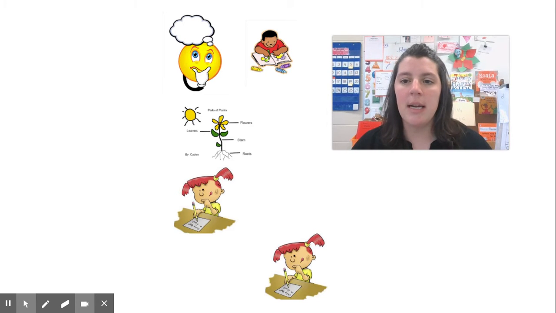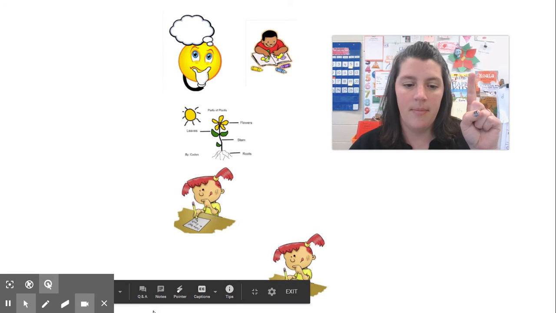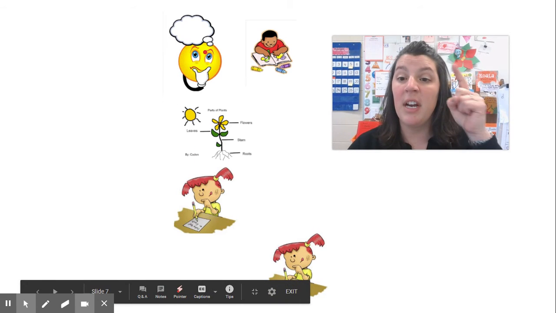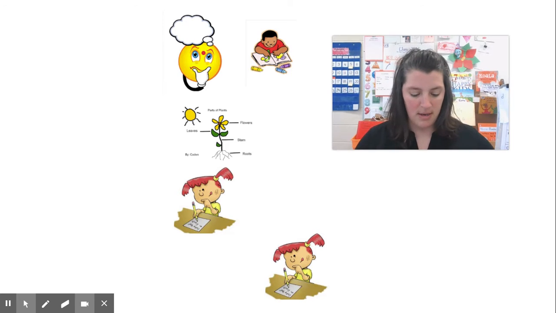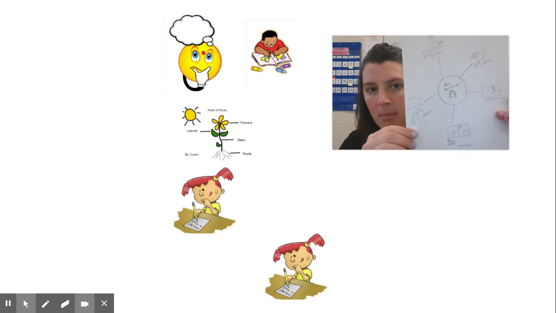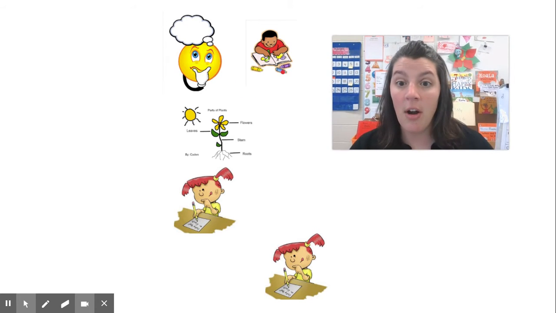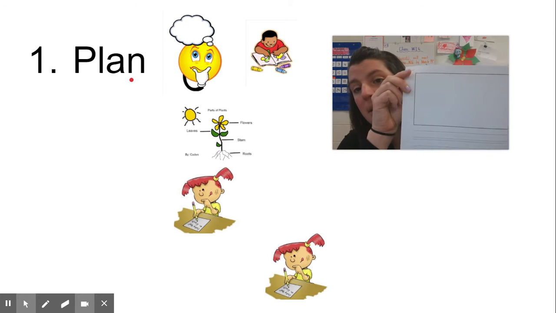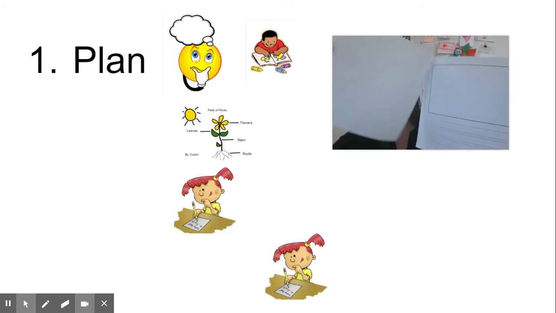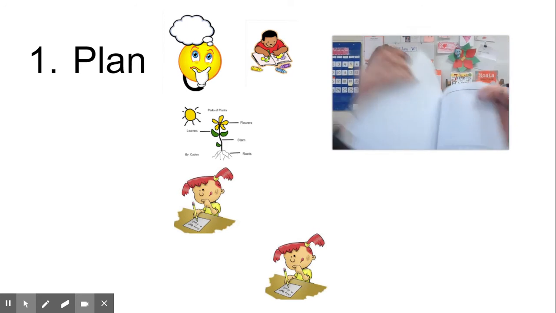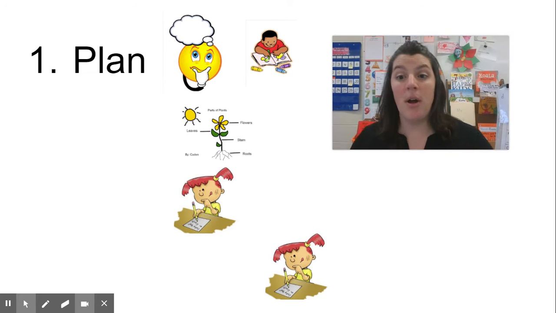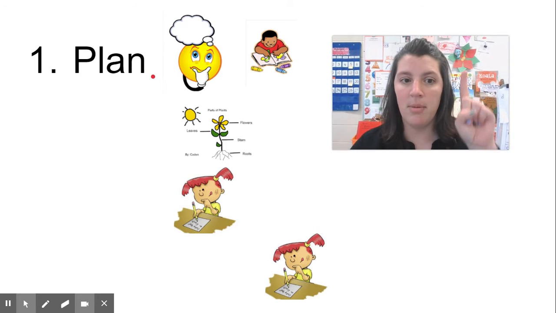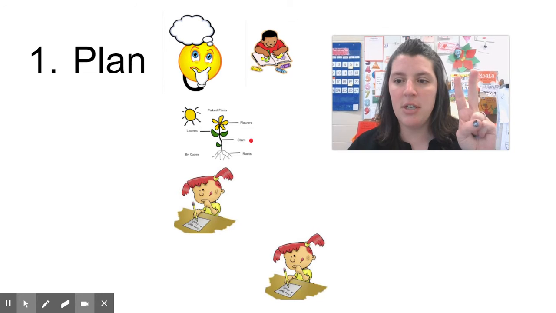Get your fingers ready and help me. All right, what's step one? Do you remember? First, we're going to think about a small moment, probably one from our bubble map, and then we're going to draw the pictures because we're going to plan. We're going to think about that small moment and decide what happened in the beginning, the middle, and the end, and then draw those pictures. Step one, plan.